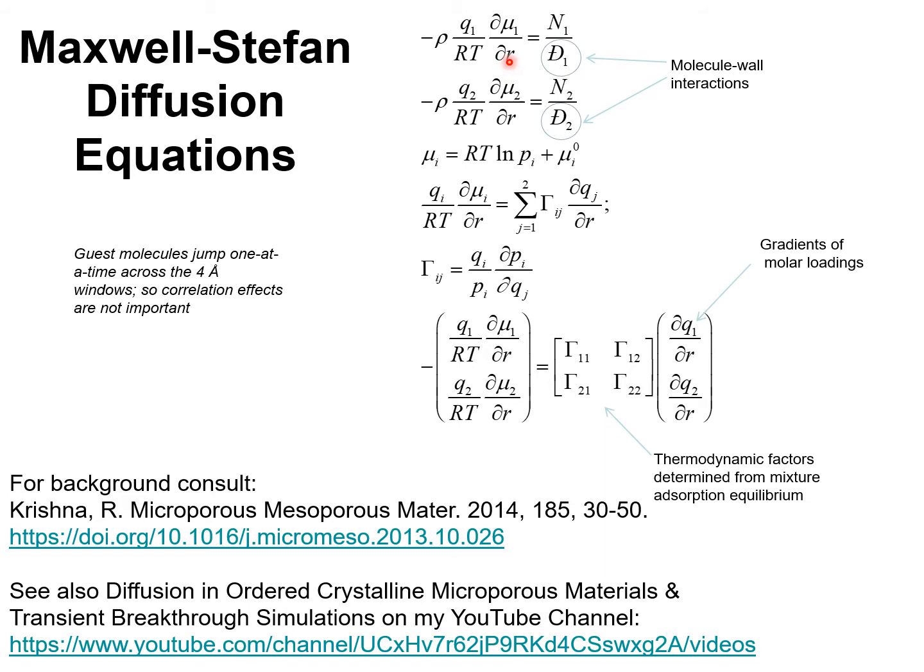R is the radius of the crystallites, rho is the mass density, Q1 and Q2 are the component molar loadings of components 1 and 2. R is the gas constant, T is the temperature, and N1 and N2 are the intra-crystalline diffusion fluxes. D1 and D2 are the intra-crystalline diffusivities of 1 and 2 that signify molecule wall interactions.